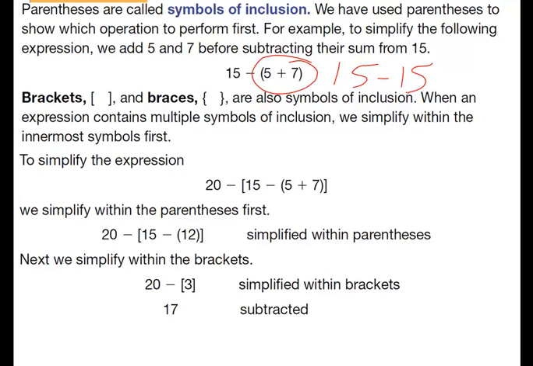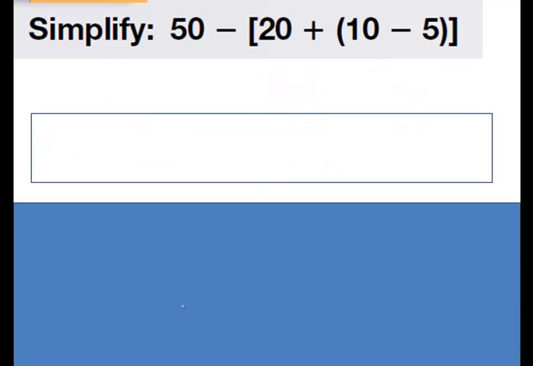When an expression contains multiple symbols of inclusion, we simply start in the innermost symbols and work our way out. So in this expression right here, we do the 5 plus 7 first and get 12, and then we would have the 15 minus 12 within brackets. So we do that next and get 3, and then we'd have the 20 minus the 3, so our answer would be 17. It's important that you pay attention to those and do them in the proper order to get the correct answer.